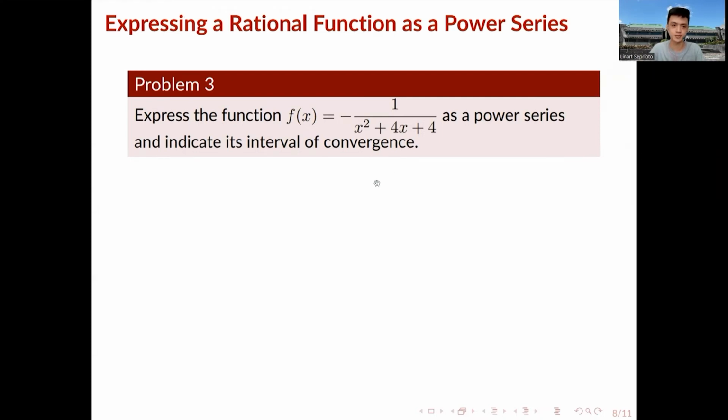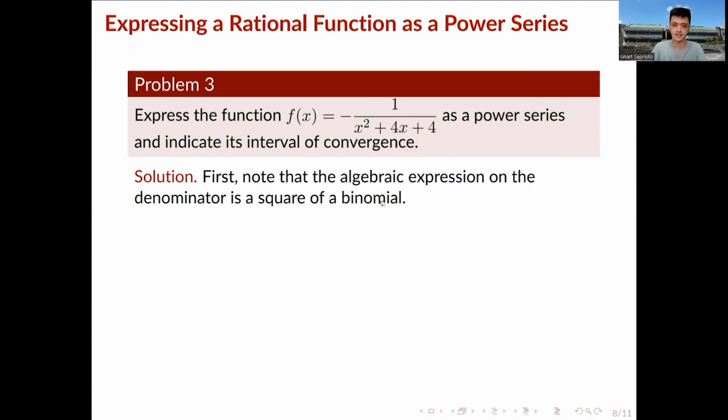Okay, so kumusta naman yung pag-solve nyo? Sana na-pause yung video na try nyo. So for the solution of this problem, notice na yung nasa baba, it's a perfect square trinomial. So, pwede natin ayusin muna algebraically yung function. So, we'll write it as -1 all over (x plus 2) squared.